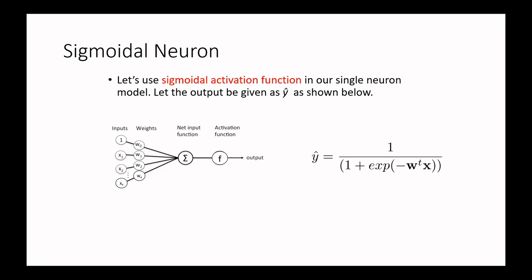All right. So in this case, if we look at it, we can say y hat, which is the output that we are getting, is equal to 1 divided by 1 plus e to the power minus w transpose x. All right. So that is the formula for the output.